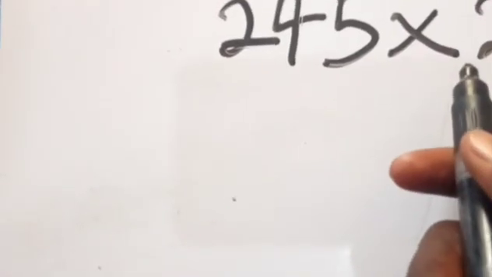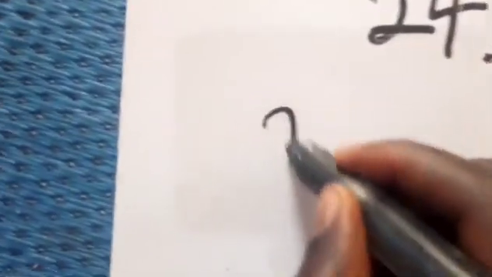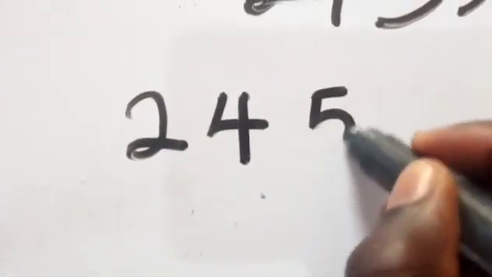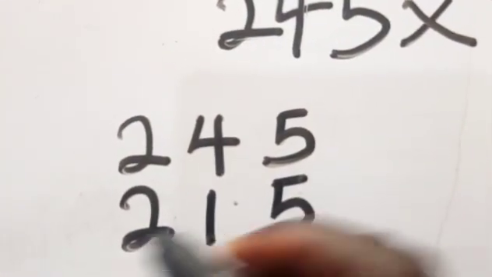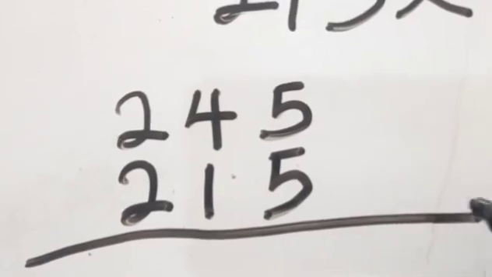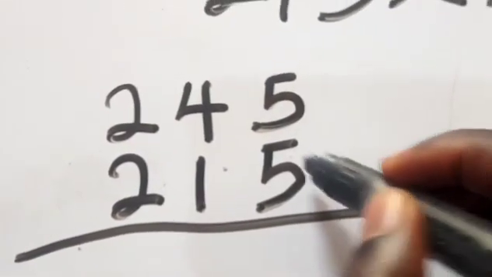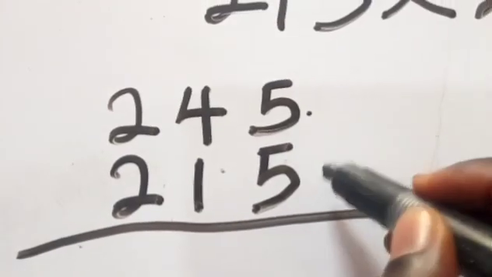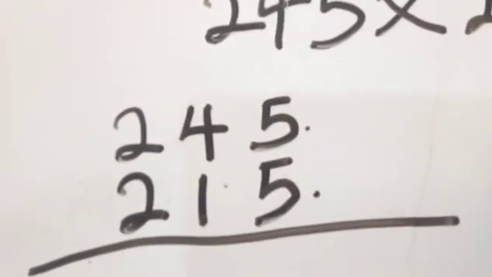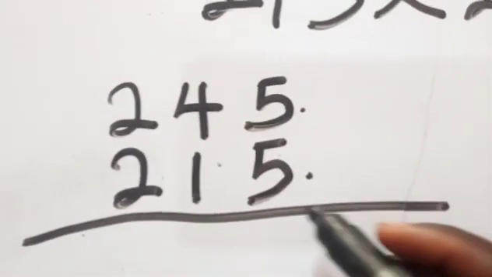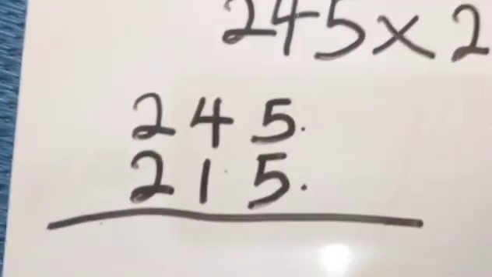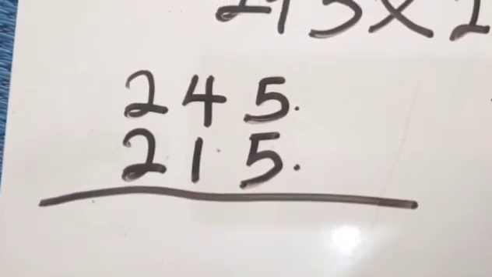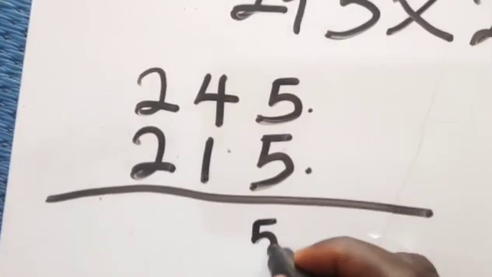In solving this using the trick I gave you yesterday, you are going to arrange it: 2, 4, 5 times 2, 1, 5. You draw your line. Now don't forget that I said you are going to multiply from both sides. So when you multiply 5 by 5, you're going to have 25. So you write 5 and carry 2.